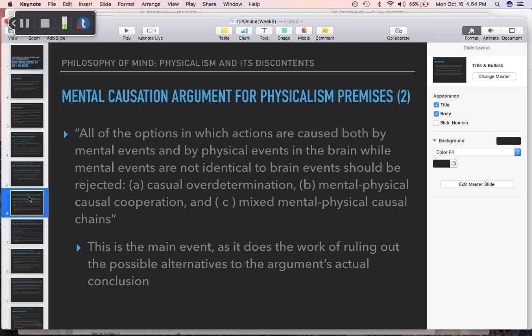Now, this next part is the main part of the argument. All of the options in which actions are caused by both mental events and by physical events in the brain, while mental events are not identical to brain events, should be rejected. So this part: while mental events are not identical to brain events.